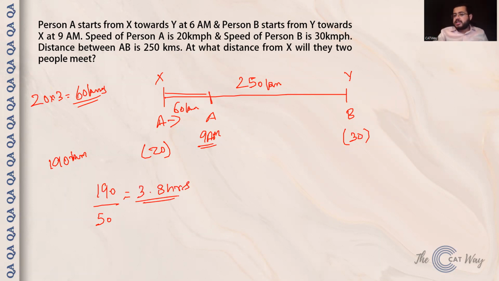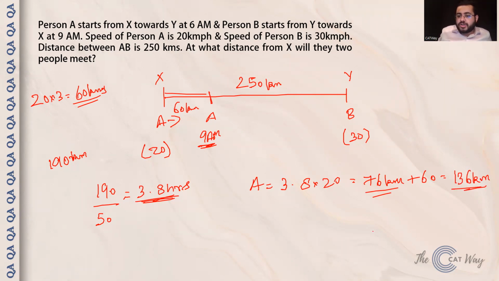So at what distance from X will they meet? We know that after 9 o'clock, another 3.8 hours A has to move. So A will move what distance in 3.8 hours? 3.8 multiplied by 20, so A will be moving 76 kilometers. Another 76 kilometers A will be traveling. And A had already traveled 60 kilometers. So in total, A would have traveled 136 kilometers before they meet. So the correct answer is that the 136 kilometer mark from the start is where they meet with each other.